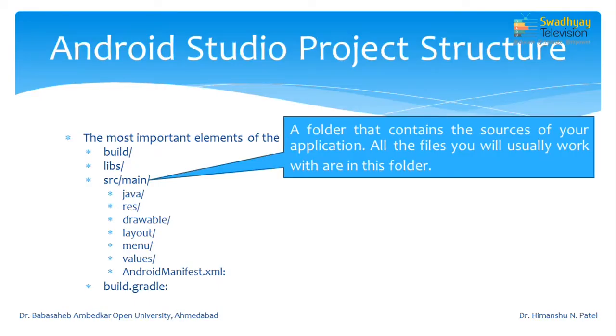Next folder is the src main folder. This folder contains the sources of your application. That means all Java files are stored into this main folder and all the files you will usually work with are in this folder. So whatever Java file that represents your activity is stored in this src main folder, and it is stored in the package directory that you have specified while creating Android application.